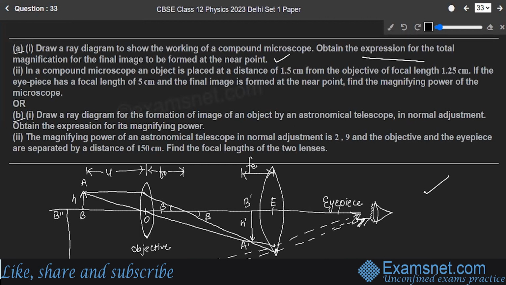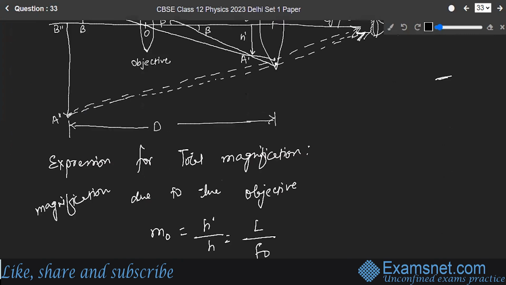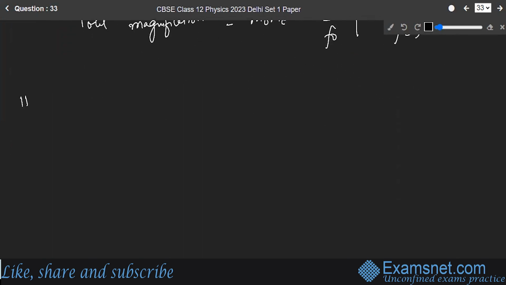In a compound microscope, an object is placed at a distance of 1.5 centimeter from the objective of focal length 1.25 centimeter. If the eyepiece has a focal length of 5 centimeter and the final image is formed at the near point, find the magnifying power of the microscope. Okay, so to answer the question, let's go over here. This is the second part, estimation of magnifying power.